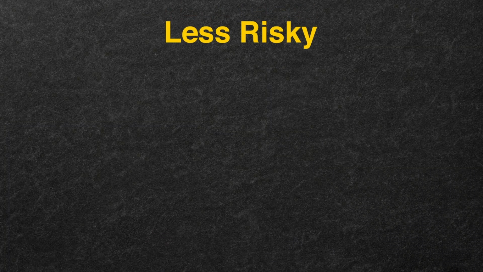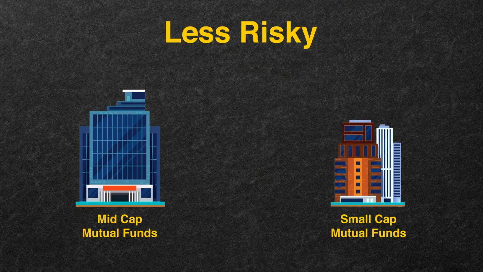The ninth type of mutual funds are dividend yield funds. These type of funds invest in companies which pay a higher dividend. Normally, these are good profit-making companies, hence this is compared a bit less risky than mid and small cap mutual funds. The 10th type of mutual funds are the focus funds.